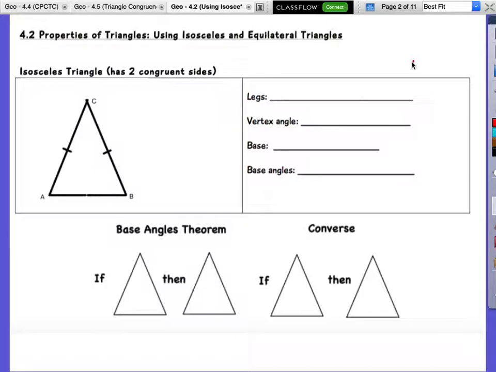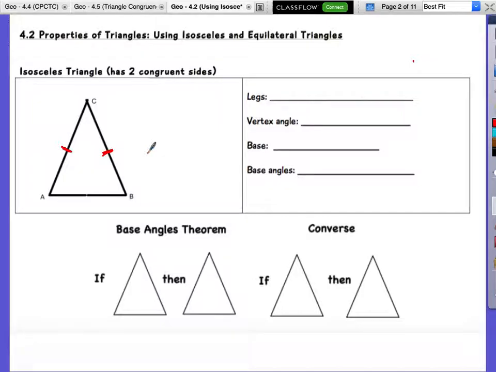An isosceles triangle is a triangle with at least 2 congruent sides. That's what it says here, has 2 congruent sides, and we have these little dash marks there to show us that these sides are the 2 that are congruent. Now, we call 2 of those sides legs. Which sides did we call legs? The congruent sides.